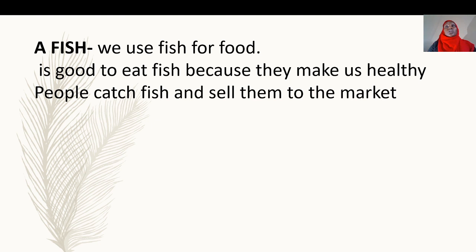And why is it good to eat fish? It's good to eat fish because they make us healthy. We know fish is a protein. Proteins help us to build our muscles. They help us to build our body. So it's healthy to eat fish. So today we have only talked about wild animals and domestic animals, and fish, and why they are important to us.